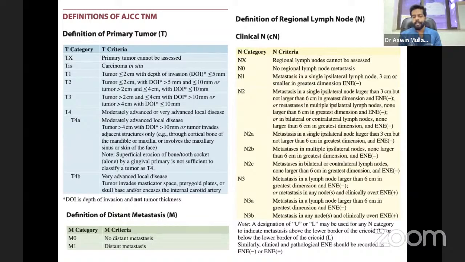Then coming to N3A, the nodes greater than 6 centimeter. Any node with extranodal extension, meaning the disease from the node breaches the capsule and goes into the surrounding tissues, in that category, regardless of the primary tumor size, will directly be N3B. So these are the basic things. You can read this from all the articles or whatever sources you find on Google.